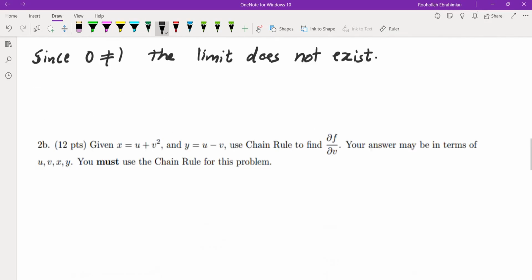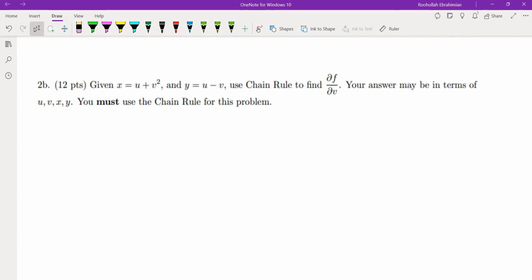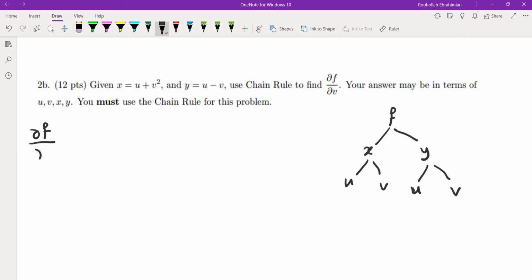Okay, so let's look at the second part of this problem. This part is asking us to find the partial of this function with respect to v if x is u plus v squared and y is u minus v. So we have a function f that is in terms of x and y, x is in terms of u and v, and y is in terms of u and v. So what is the partial of f with respect to v?